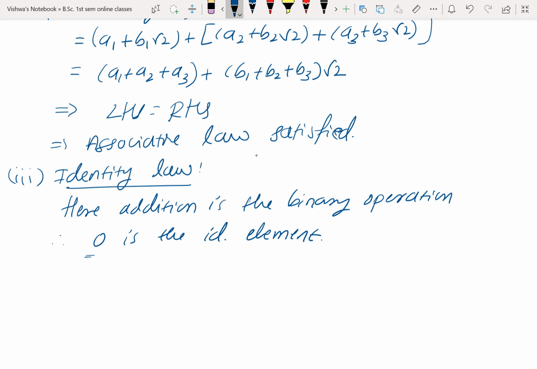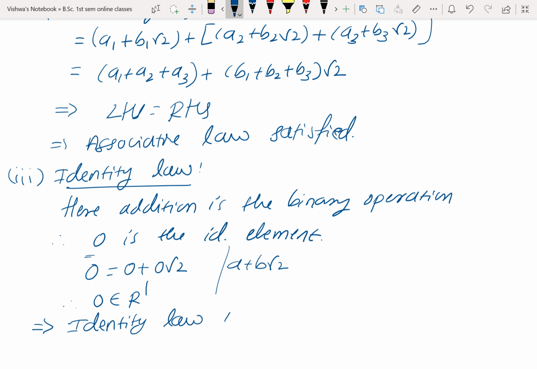Now the given set is R dash, and in R dash all the elements must be of the form a plus b root 2. But here 0 is the identity element and this 0 must be in R dash. So therefore we need to show that 0 is also in R dash. Now here we can write this 0 as 0 plus 0 root 2, which is of the form a plus b root 2, right? This 0 plus 0 root 2 is of the form a plus b root 2 with a and b equal to 0. So therefore 0 belongs to R dash. Hence it implies that identity law satisfied.